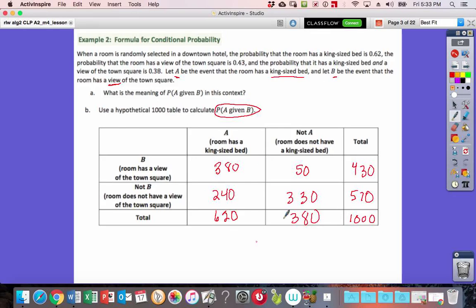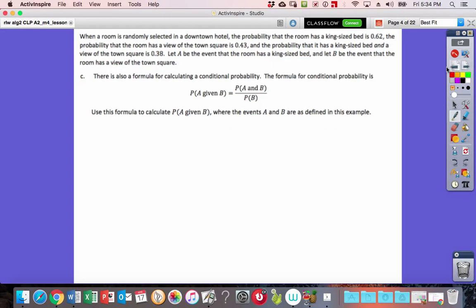So using this table, what do I know about the probability of A given B? Well, the probability that it has a king-size bed, given that the room has a view of the town square, is 380 divided by 430. We got 0.884. But you know, I really don't want to have to do a two-way table every time. It'd be kind of nice if I had a formula for this, and I wouldn't have to do a two-way table each time. And that's what they're going to show you.